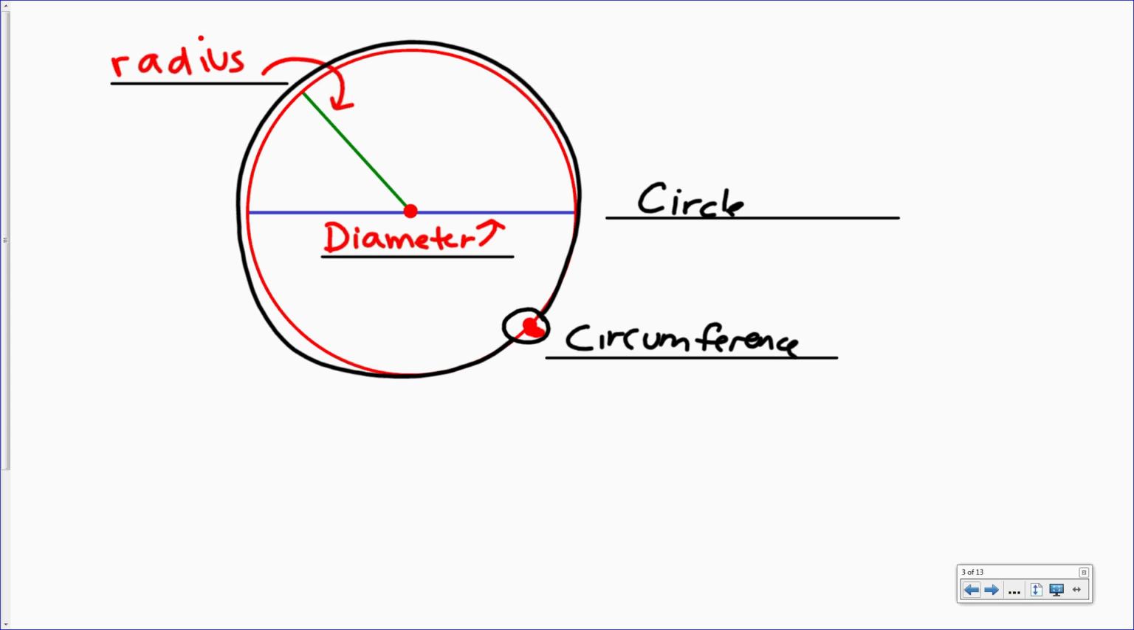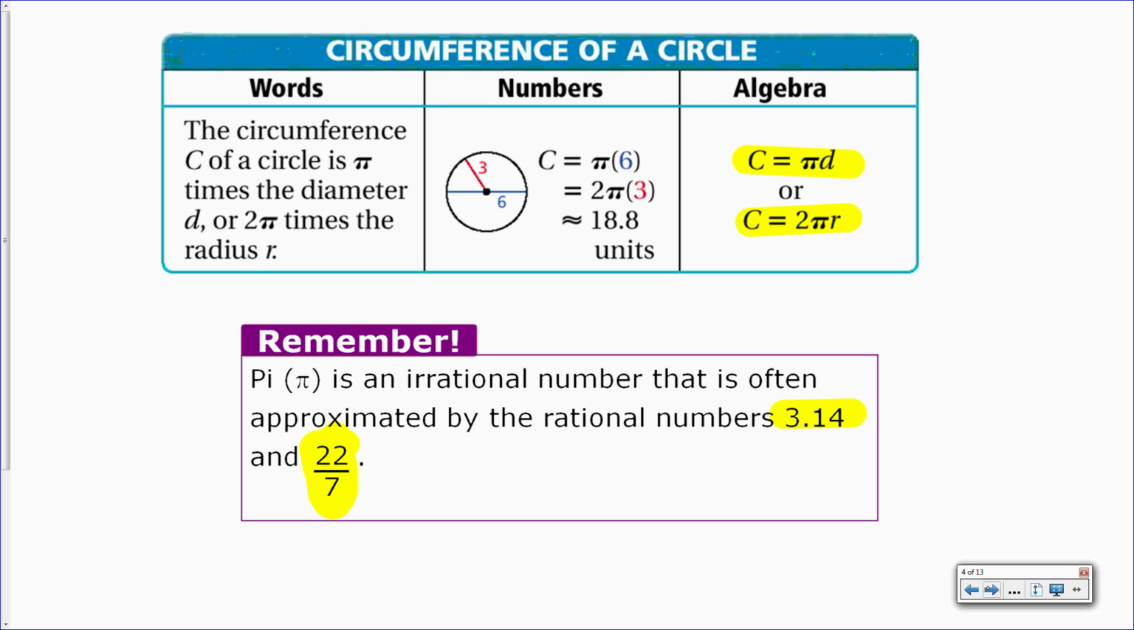So a few words that you need to understand. Circles have circumference. Means a distance all the way around. You need to know how to look at the radius, which is halfway across. The diameter is all the way across in a circle. So we are going to look at how to find circumference.